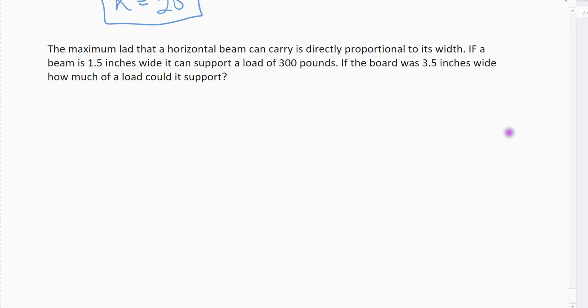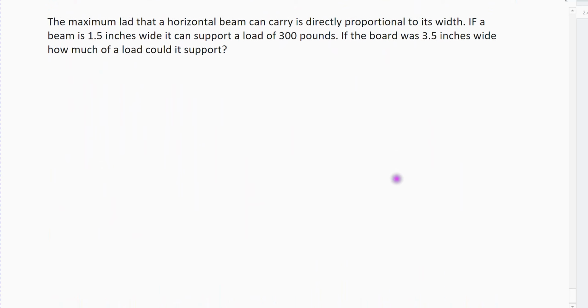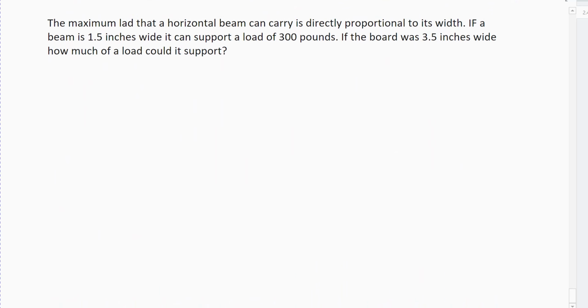Alright, next example. Alright, so I believe this might be the last example. The maximum load. Alright, maximum load, which means that you have a horizontal beam.